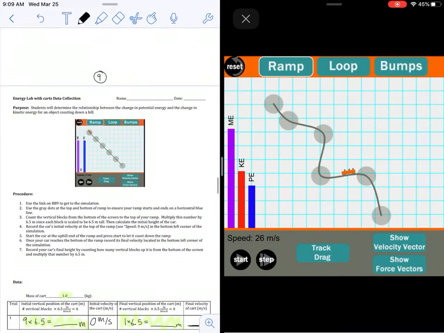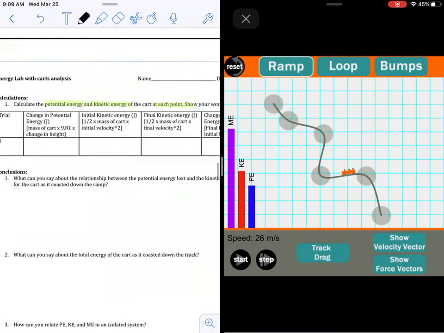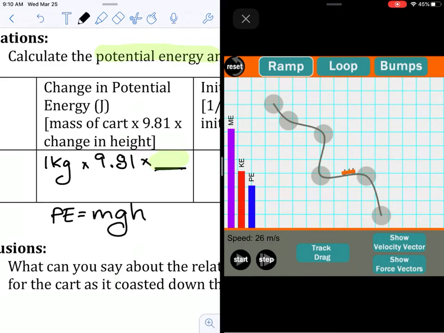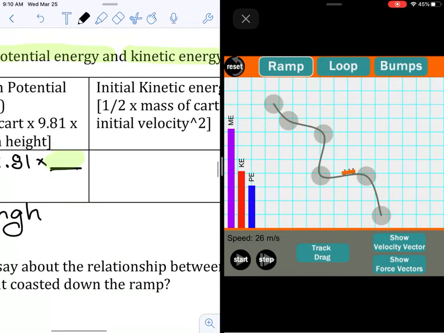We're going to use that number. The mass of our cart, I told you guys, was 1 kilogram. So we're going to use that number. And so our change in potential energy is going to be that mass of 1 kilogram times 9.81 times that change in height number that you calculate. All right. So you're going to find the change in your potential energy. You'll notice that this is our potential energy equation, right? This is just mass times the acceleration of gravity times the height, okay? And so we're just taking the initial minus the final.